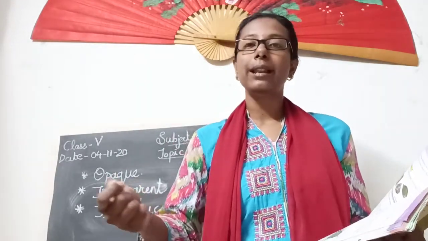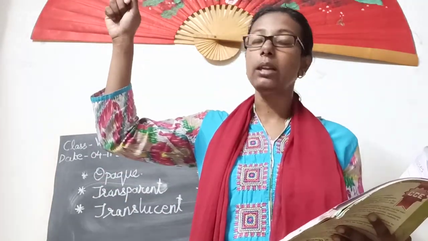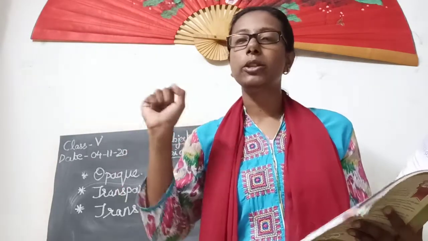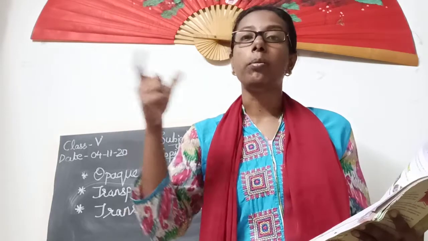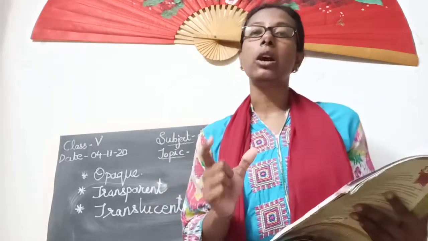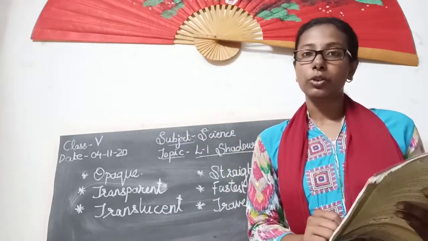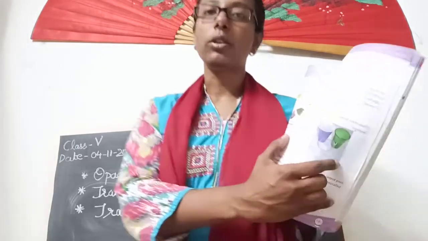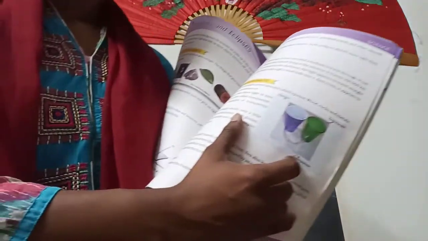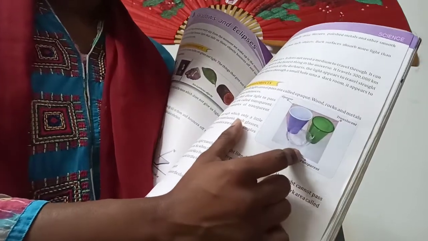If you take a thin sheet of paper and hold it against the light, you can see a little bit of it, you can just have an idea what the object on the other side can be. You can't see the object clearly because it allows only a little amount of light to pass through it. Okay, so here in your textbook they have clearly shown you the example of that.